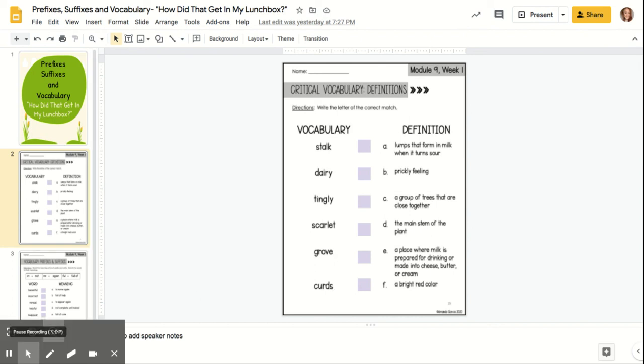Remember, each word can only use the definition once. So once you use one definition, it will not be repeated. So keep in mind which ones you are using.